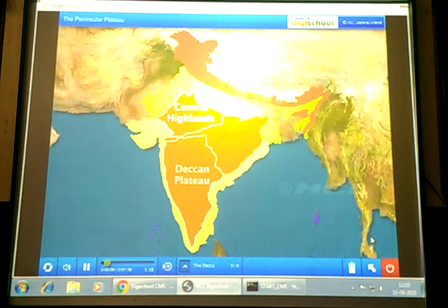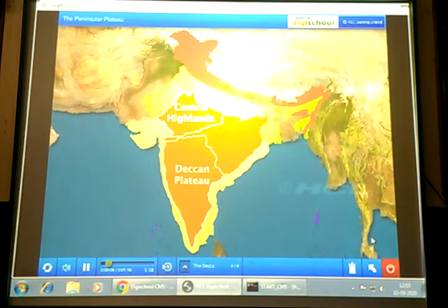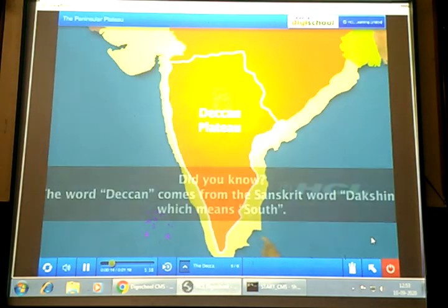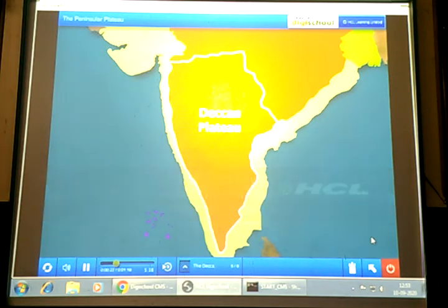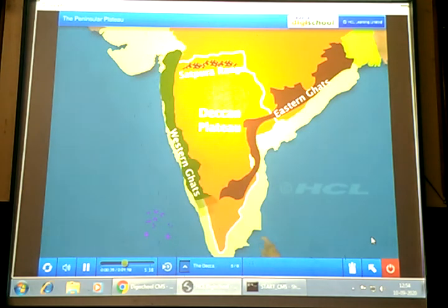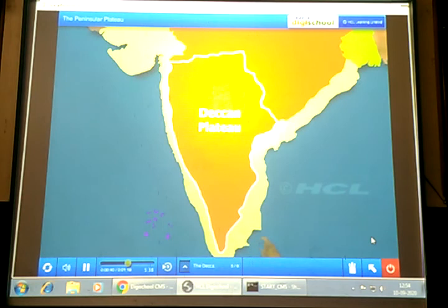The Deccan Plateau is a triangular landmass that lies to the south of River Narmada. The word Deccan comes from the Sanskrit word Dakshin, which means south. The Deccan Plateau is also called the Telangana Plateau. It is bounded by the Satpura Range in the north, the Eastern Ghats in the east, and the Western Ghats in the west. The Deccan Plateau is higher in the west and slopes gently eastwards.